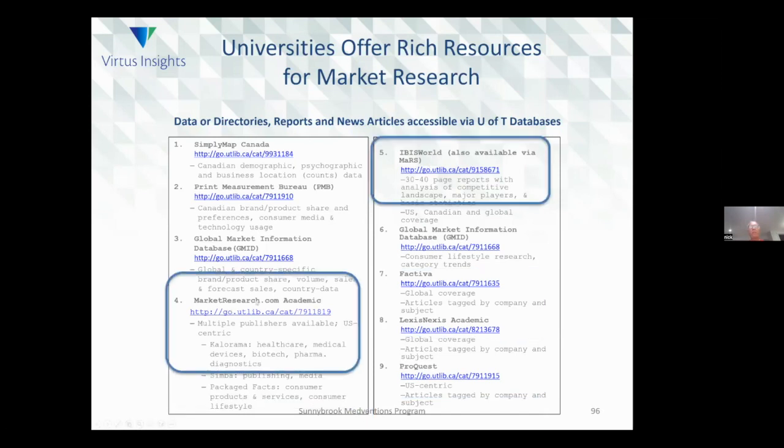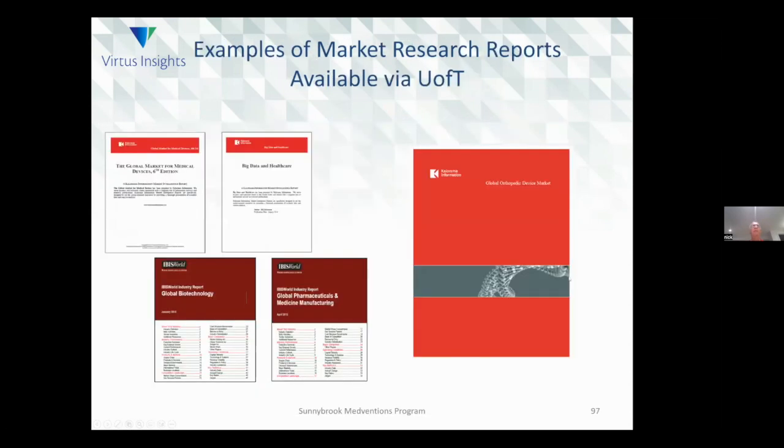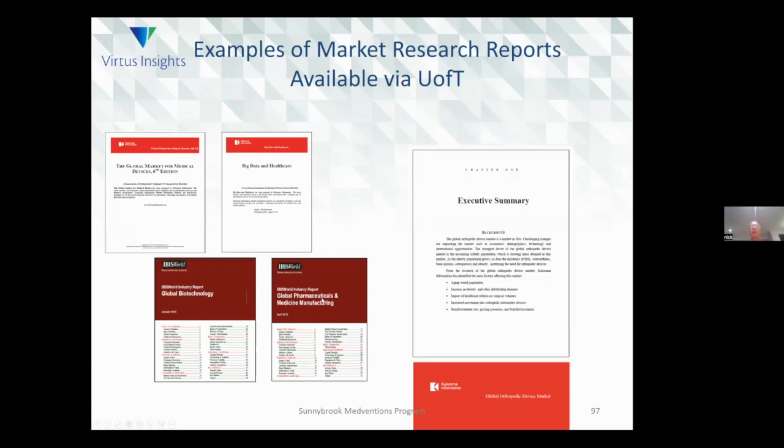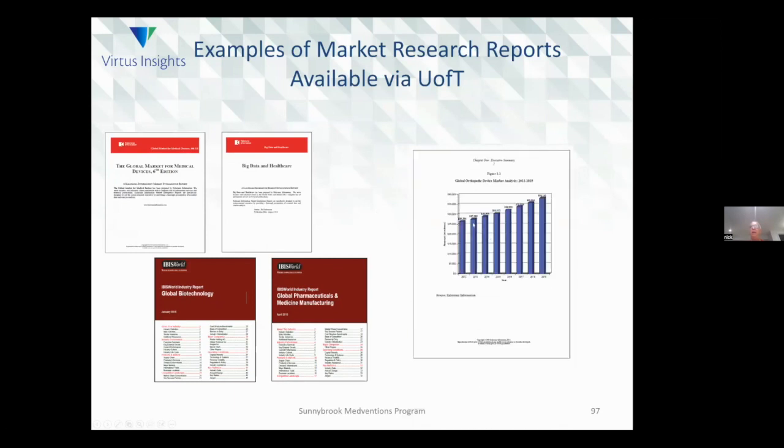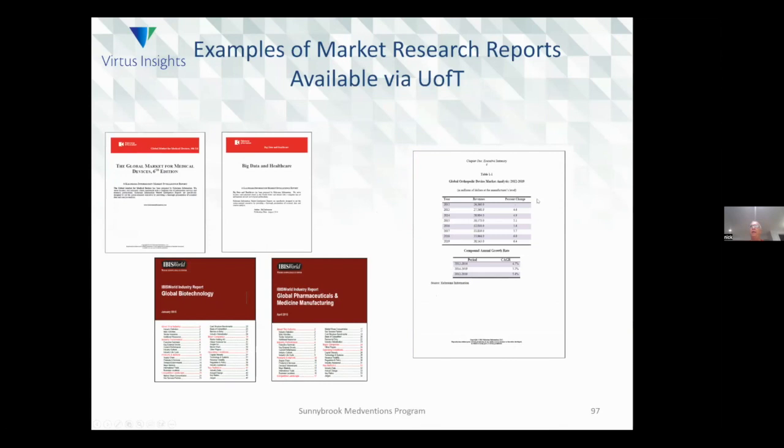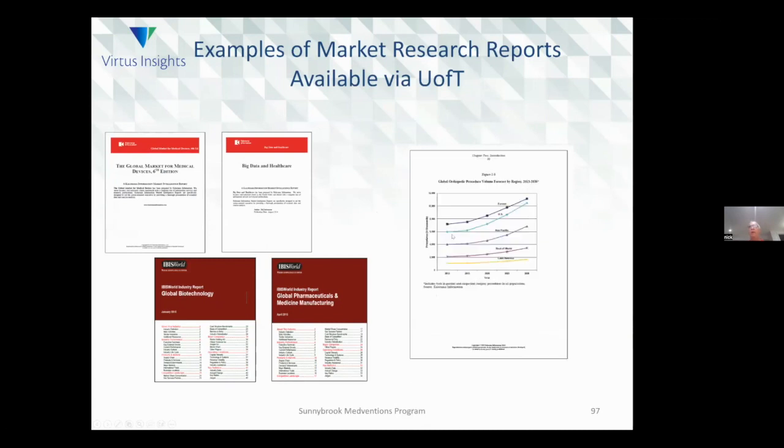IBISWorld and what was called marketresearch.com can help you get your fingers on rich sources of information. And here are a few examples. I went to the library and looked up a few reports on the global biotechnology market and the global pharmaceuticals and medical manufacturing marketplace. These reports can give you not only an executive summary, but a real good understanding of how the markets are growing. It gives you a breakdown of market growth and revenues over a multi-year period.